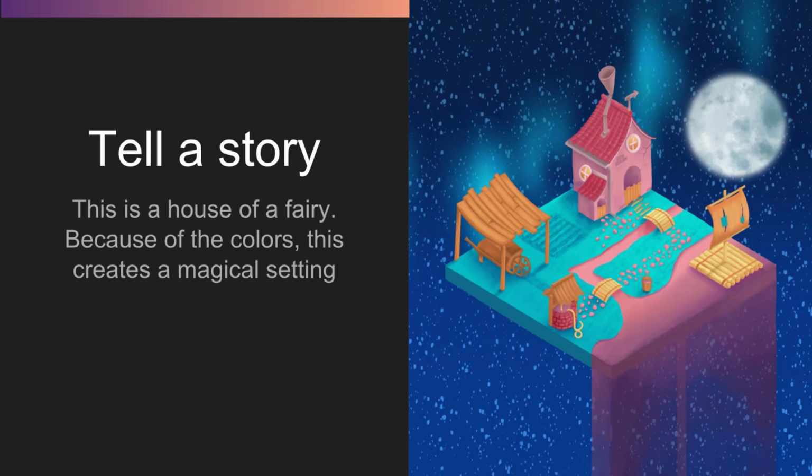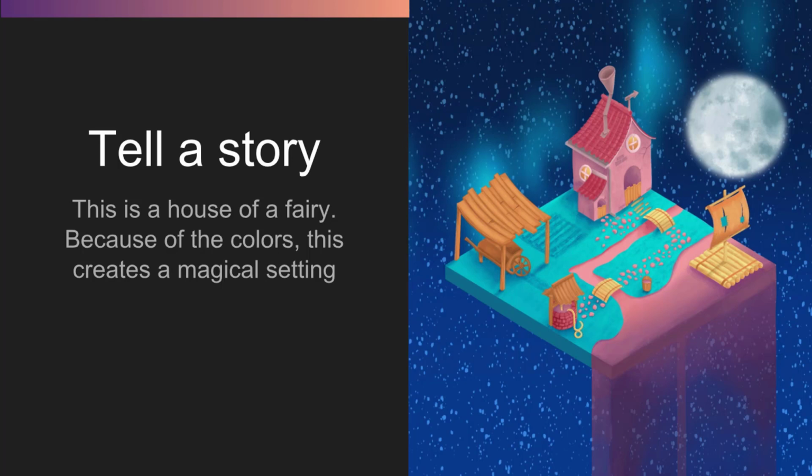So here's a good example of a digital painting I made where colors tell a story. I made a fairy house with a garden that is floating in galaxy. And because of the colors I'm using, this creates a magical setting. So a lot of people were seeing this because of all those colors. You can immediately notice that this is a house of a fairy and not of a monster. So it is actually a really sweet story about a fairy who's using her sailboat to go to other destinations.